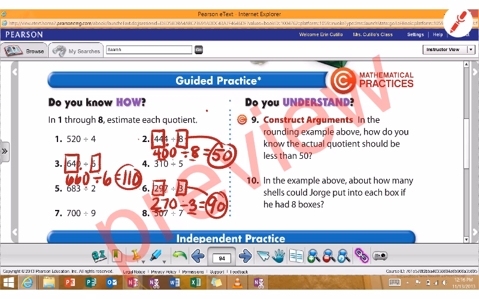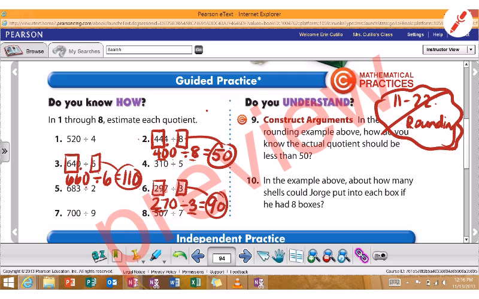You guys are going to try some of these problems on your own. For numbers 11 through 22, it tells you to use rounding. The only reason that you can use rounding for those problems is because the people who made this book made them so that they would end up with compatible numbers. Most of the time, you're not going to use rounding, okay? You're going to be using compatible numbers.